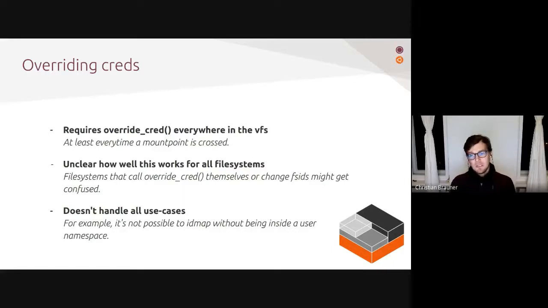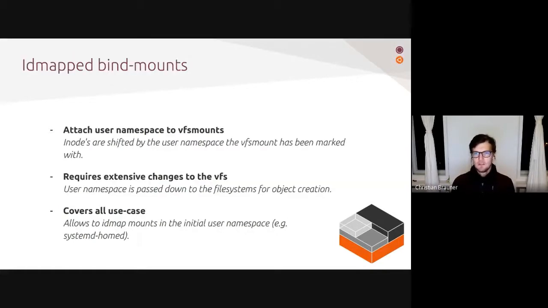Another problem is it doesn't handle all use cases either. For example, it's not possible to ID map without being inside of a user namespace, which was also a drawback of the FSUID and FSGID map. And this is a use case we think we really need to handle, especially with the rise of systemd, homed, and other nice features.